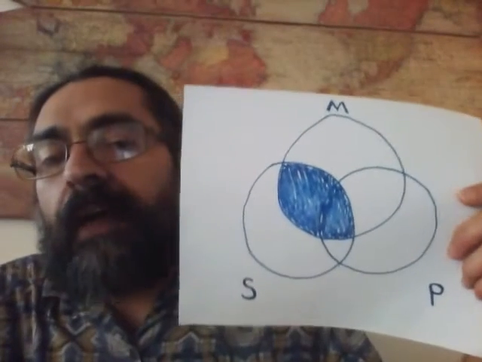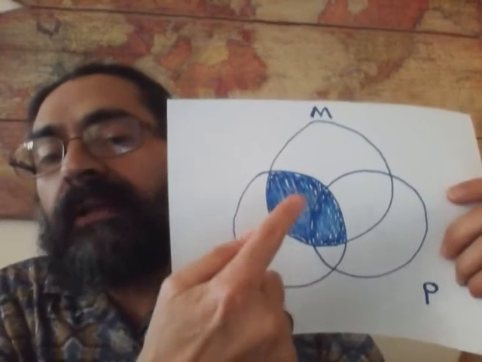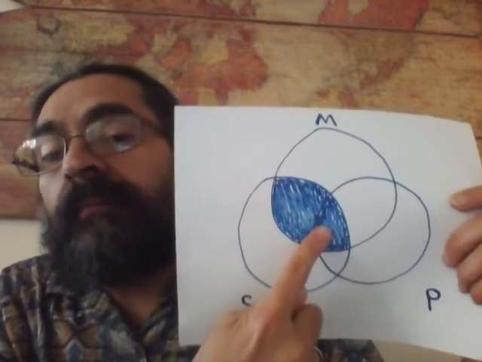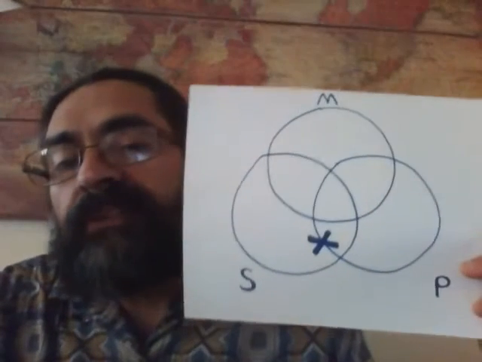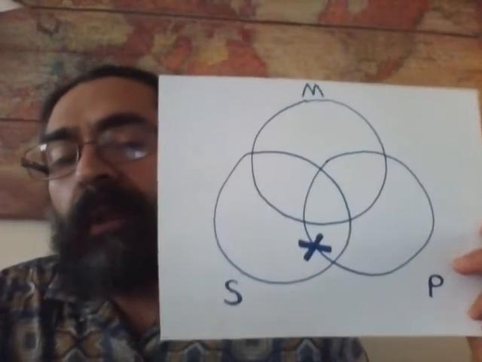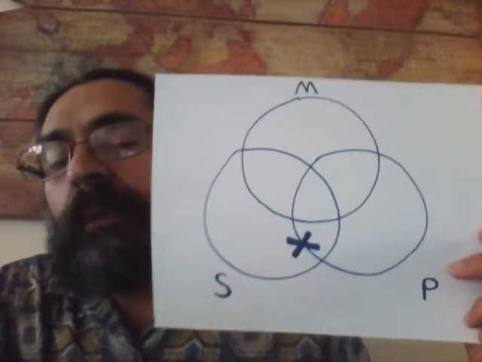Here's another example of shading with three circles in a Venn diagram. What would that represent? I hope you got it correctly. This would represent no S is M, or conversely, no M is S. All right, where things get difficult for people is when we represent the particular statements. Most people have difficulties with this part. Look at this diagram. What does that X represent?